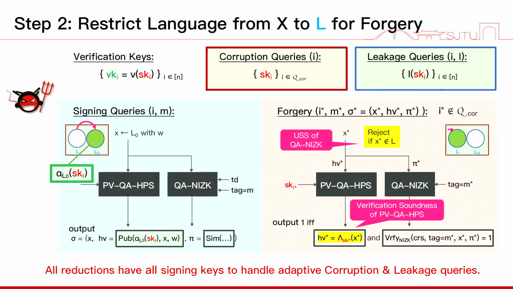And we stress that all our reductions are tight without resorting to any guessing strategy, because all our reductions have all signing keys of all users to handle the adaptive corruption and leakage queries made by the adversary.